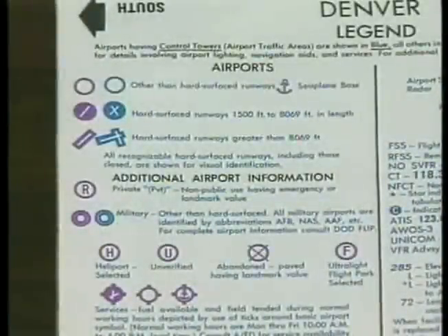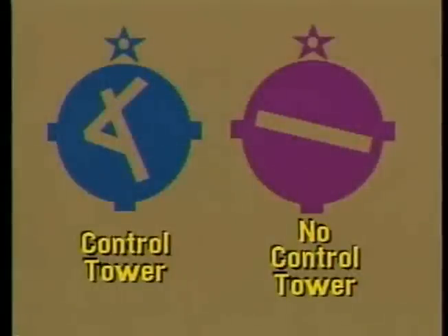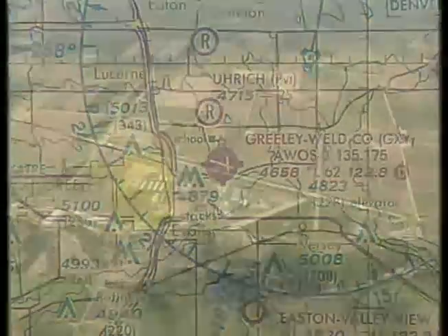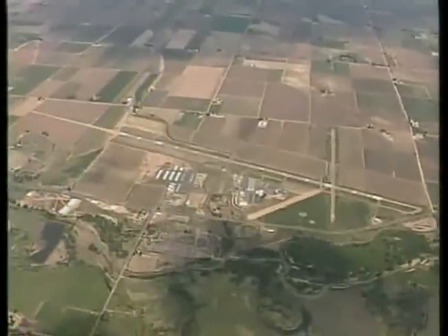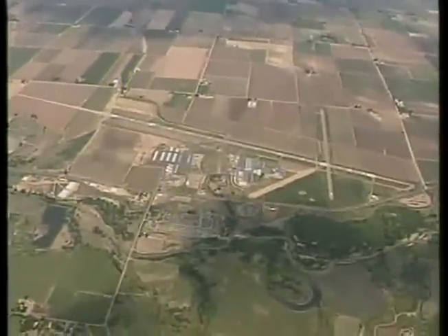Of primary importance are the airport symbols. A blue symbol indicates an airport with a control tower, while a magenta-colored symbol shows an airport without a tower. Airport symbols are shown in a variety of shapes. Runway diagrams shown inside a colored circle indicate the runways are hard-surfaced and range in length from 1,500 to 8,069 feet.